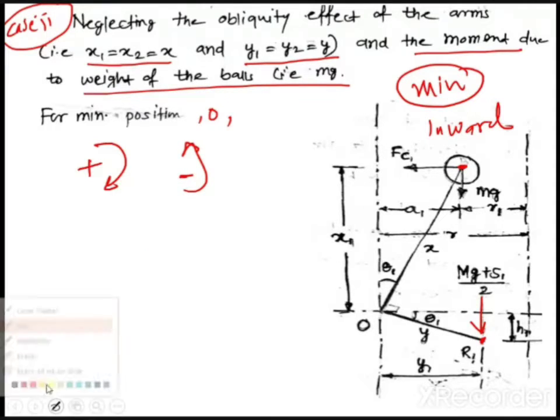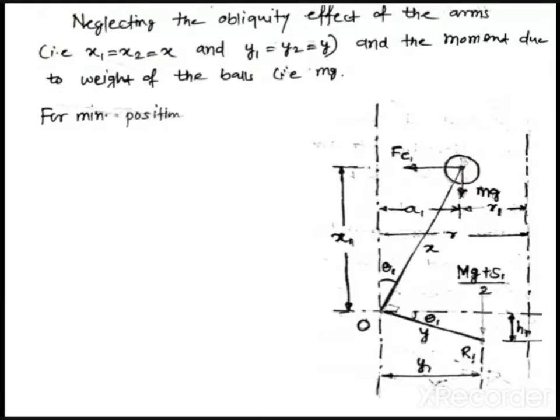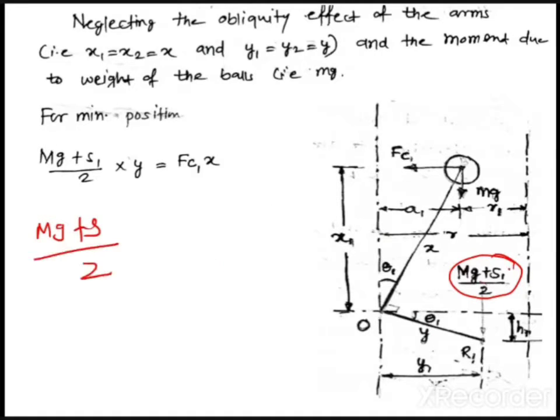This is what you have to remember, so you can see what you are getting. This (mg + s1)/2, (mg + s1)/2, right? So what we are getting? (mg + s1)/2 into y. Now basically, the equation will be (mg + s1) divided by 2, this force multiplied by the distance, into y1, right?